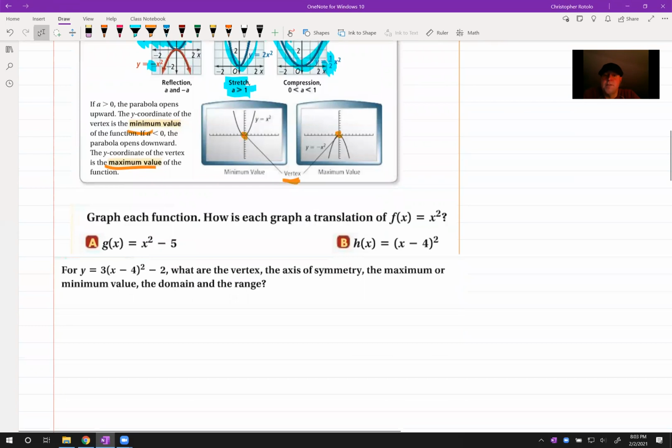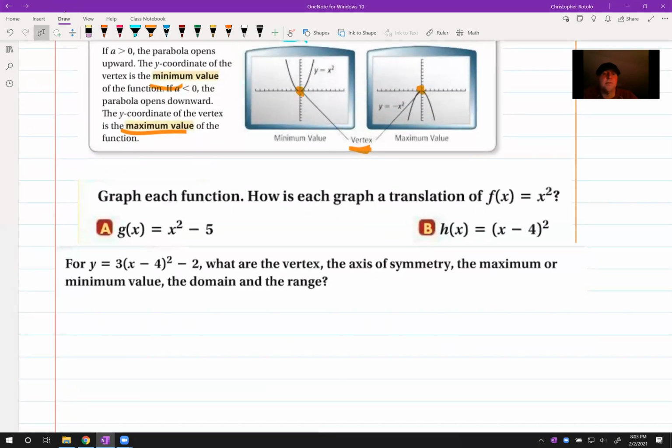All right, so some things that we have talked about is how to translate some of these things. So if I have the x squared and then I have -5, what's going to happen is we're going to take that U shape, right, because it's x squared, and we're going to move it down 5 units. Now, if I keep it inside here, we're going to take the U shape and we're going to move it. It looks like minus, so it looks like left, but it's actually going to be right 4.